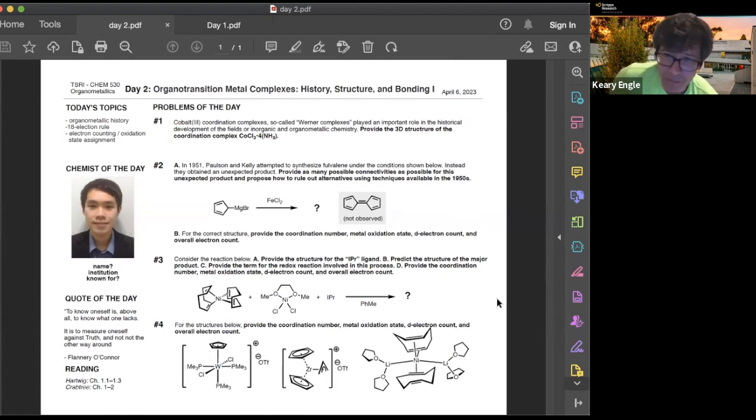In fact, much to their surprise, a red solid whose structure was not immediately evident was isolated from this reaction mixture. So the question asks you to think of not just one plausible structure, but all plausible structures that you could imagine, and then to design experiments using techniques and technology available in the 1950s to disambiguate between these possibilities that you came up with.